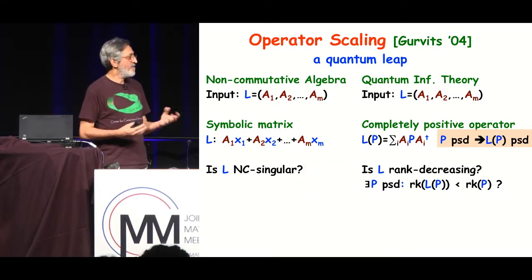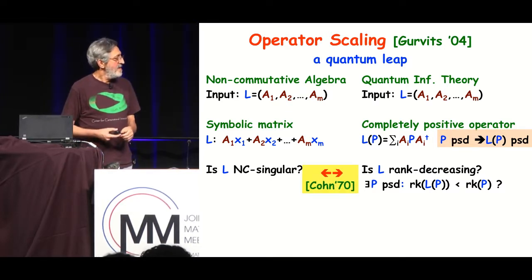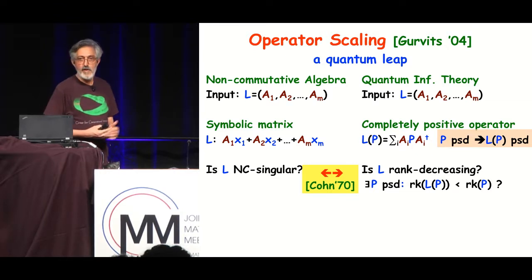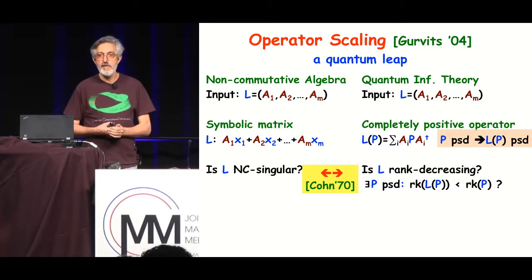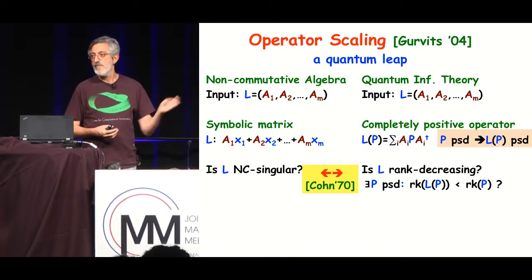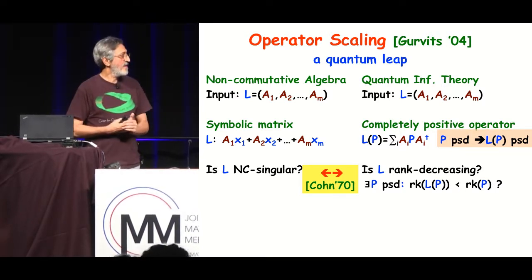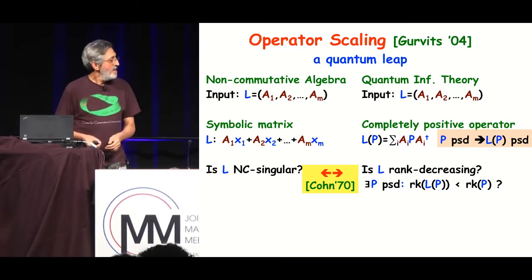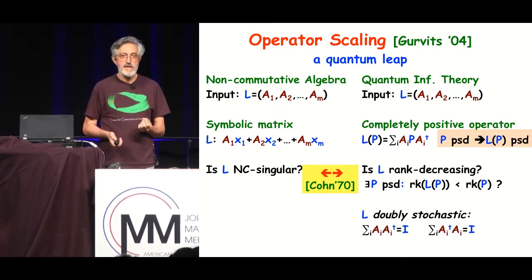And really, the starting point for the progress in the last couple of years was realizing that there's an old result of Kohn, the same one I mentioned before, showing that these two conditions, the rank decrease of a quantum operator and the non-commutative singularity, are the same question. So by this, you have a complete description of what non-commutative singularity is. You can forget about this strange notion, just think about whether an operator can reduce the rank of any quantum state it takes.